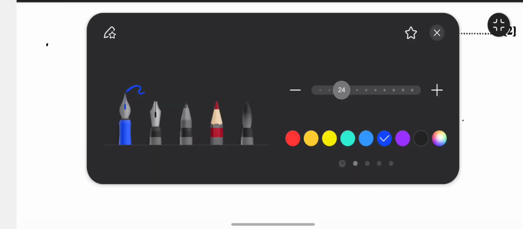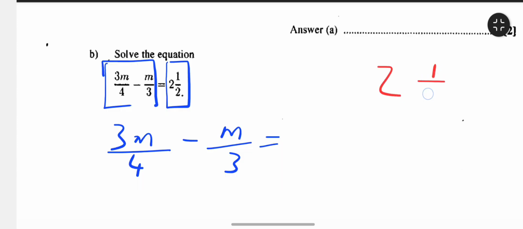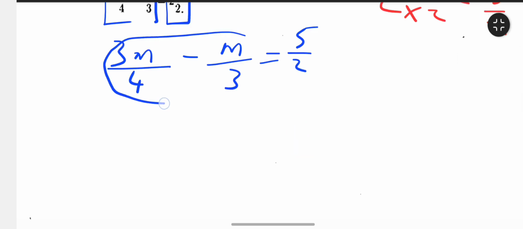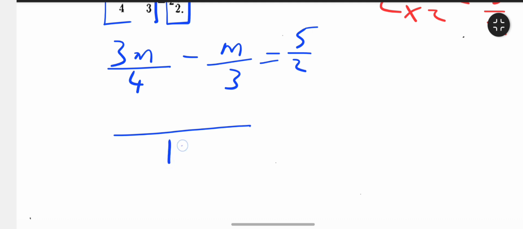So simplifying 2 and 1 over 2 from a mixed number into an improper fraction, we're going to multiply these numbers and then add. So we say 2 times 2, we get 4, plus 1, we're going to get 5 over 2. So this is going to be the same as 5 over 2. Now we solve this part of the fraction. So we first find the lowest common denominator of 4 and 3. In this case, it's going to be 12.